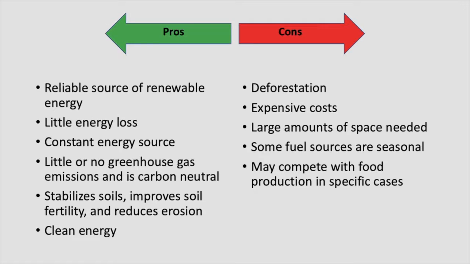And disadvantages: using wood from natural forests can lead to deforestation if the forests are not replanted. The cost of harvesting, transporting, and handling biomass can be expensive. Storing and processing of biomass require a large amount of space. Some fuel sources are seasonal and may compete with food production in specific cases.